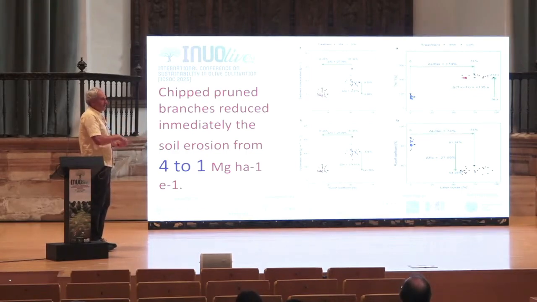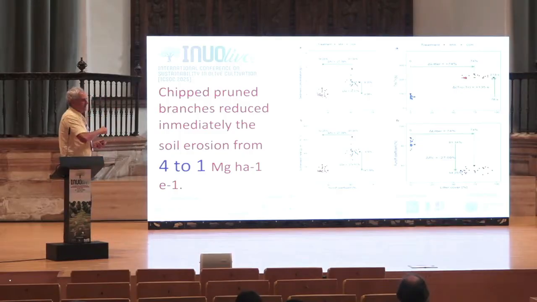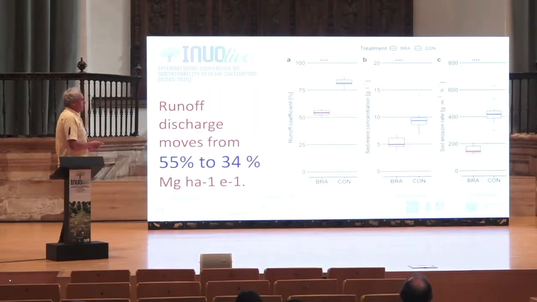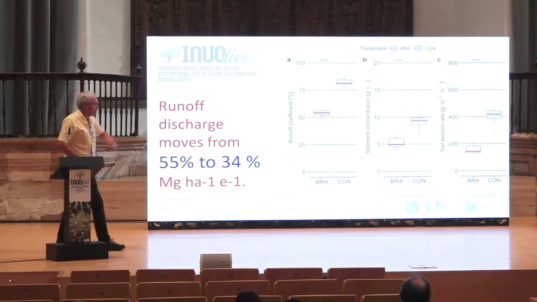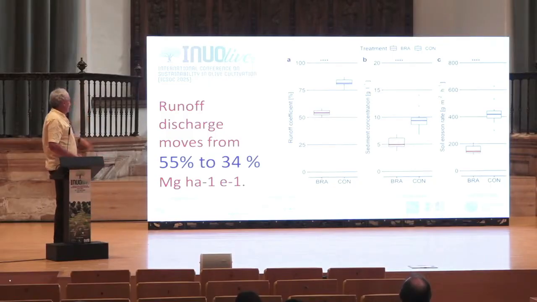We are now studying plots that have many years of this system, to see how much erosion they have. Because we know that this increases the biological activity, increases the amount of pores, reduces bulk density, and then increases infiltration. Then, in the long term, the effect should be even better. But we still need time to demonstrate that. This is the runoff. If you put 55 millimeters in 1 hour on 1 square meter, more than half moves on the surface. But if you have the cover of the branches, you have 34%.